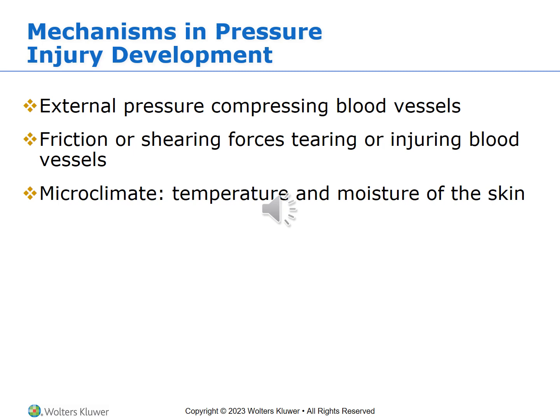Then we have our friction. Friction occurs when two surfaces rub together against each other. So friction or shearing forces tear and injure blood vessels.